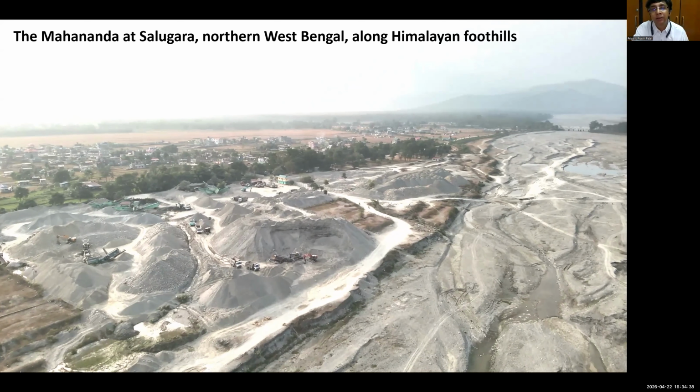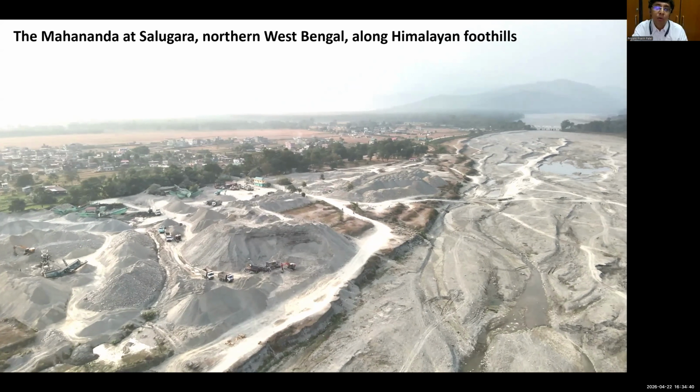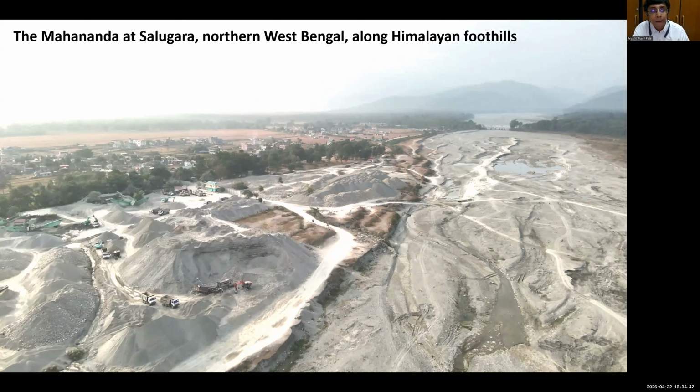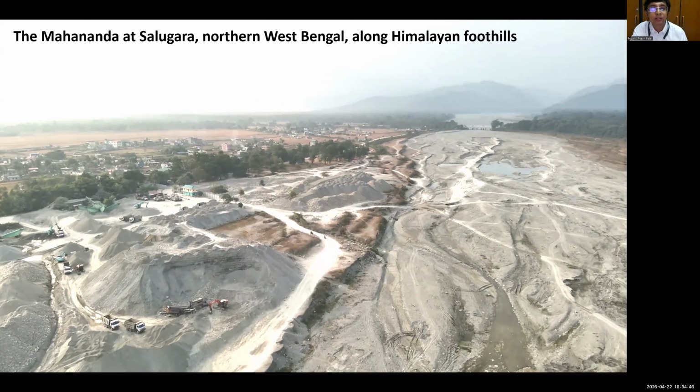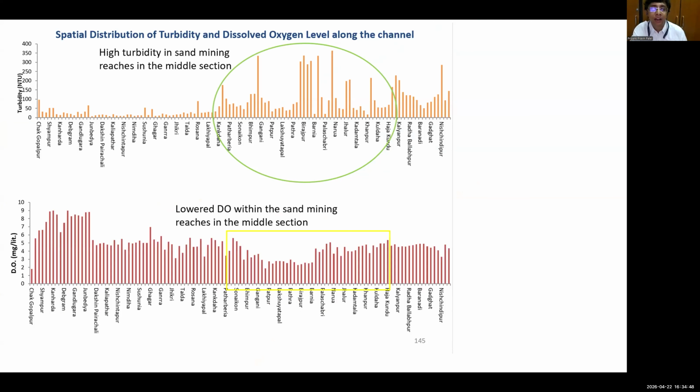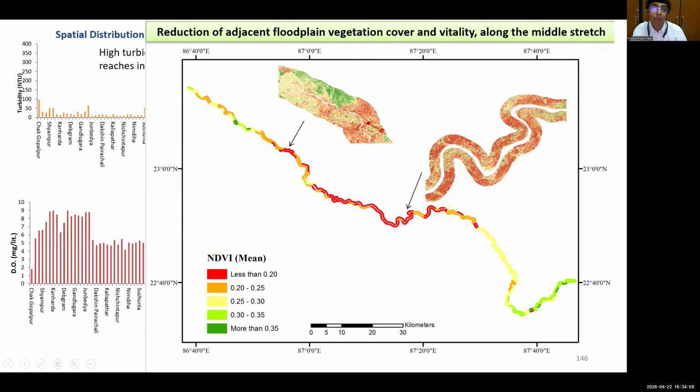And what we learn from this is sand mining not only changes the channel within, but also it will change the riparian zone because you will remove the vegetation. Or it will change the water quality. And we will go into more of this in the next speaker. So wherever we are getting more of sand mining, we are getting higher turbidity and lower dissolved oxygen. So that has ramifications for the aquatic habitat.